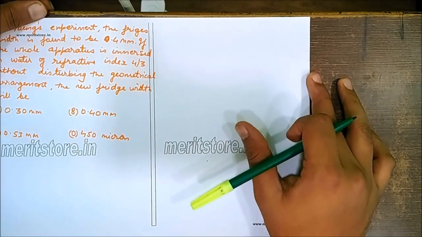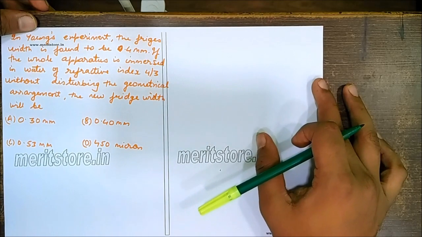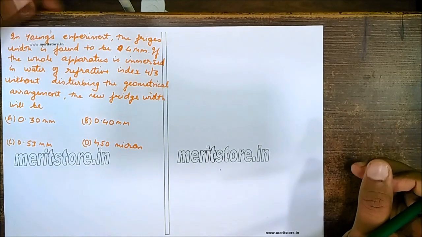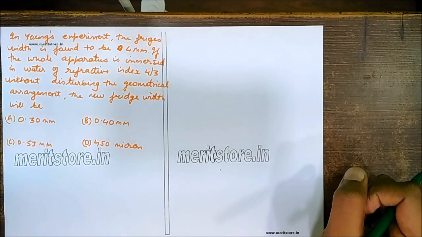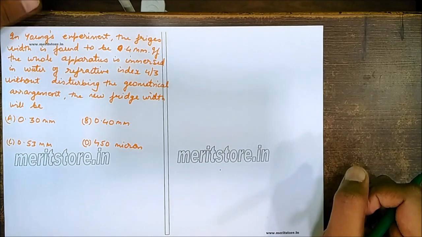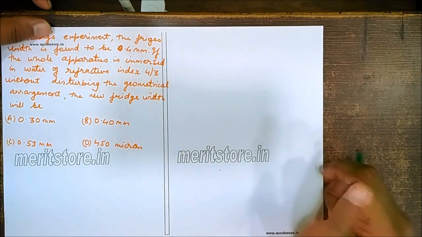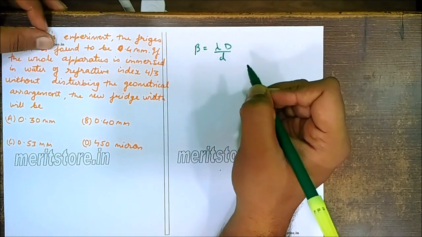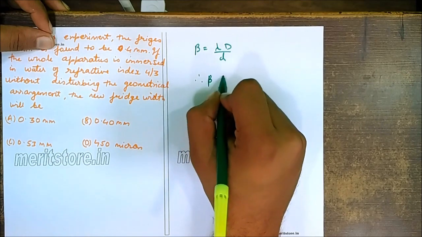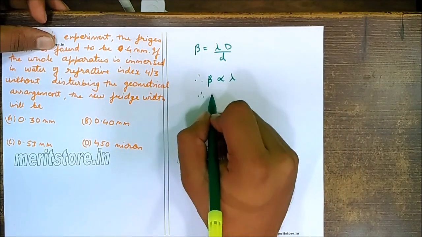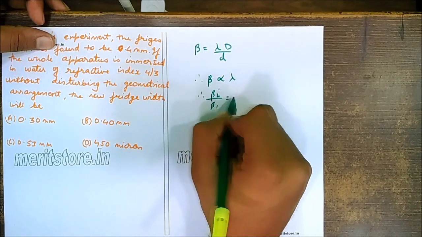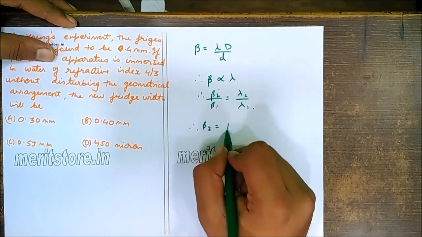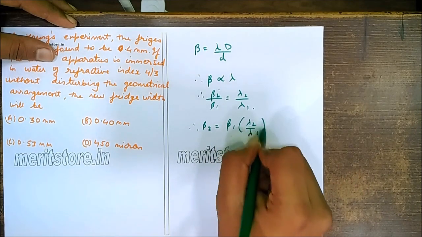Now the next question: in Young's double slit experiment, the fringe width is found to be 0.4 mm. If the whole apparatus is immersed in water of refractive index 4 by 3 without disturbing the geometrical arrangement, the new fringe width will be? Now, fringe width beta is lambda D upon d. Therefore, from here beta is directly proportional to lambda. Therefore, beta 2 upon beta 1 is equal to lambda 2 upon lambda 1.